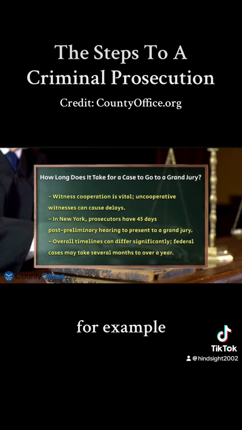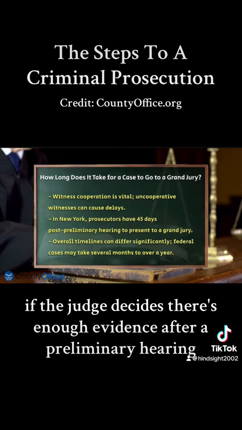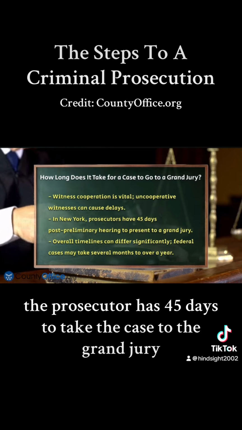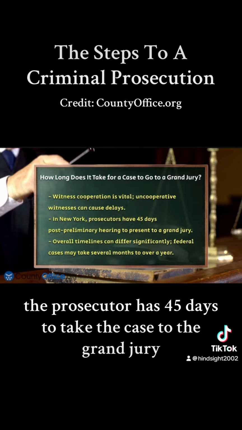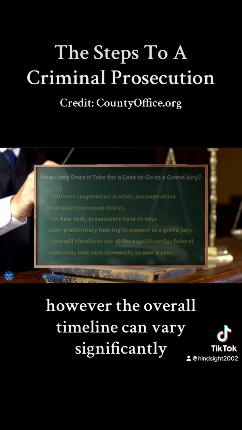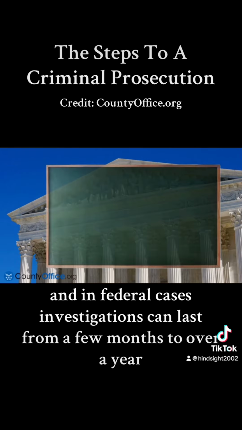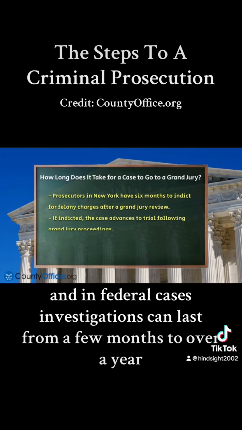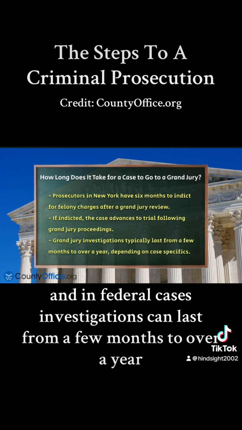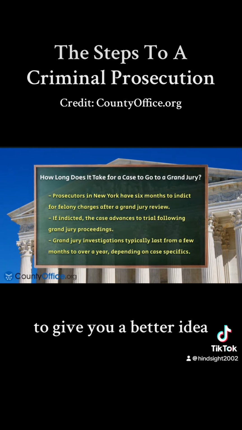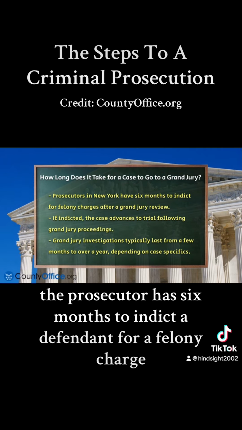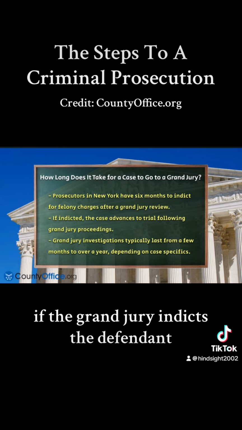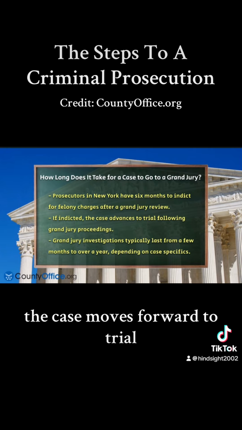In New York, for example, if the judge decides there's enough evidence after a preliminary hearing, the prosecutor has 45 days to take the case to the grand jury. However, the overall timeline can vary significantly, and in federal cases, investigations can last from a few months to over a year. To give you a better idea, in New York, the prosecutor has 6 months to indict a defendant for a felony charge. If the grand jury indicts the defendant, the case moves forward to trial.